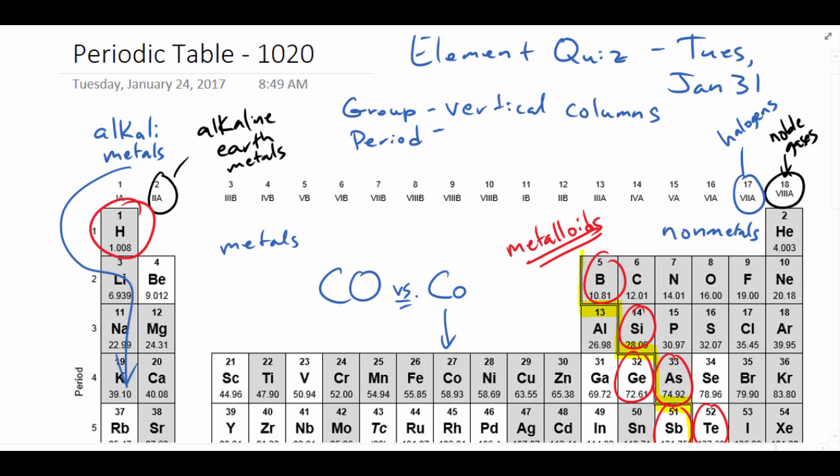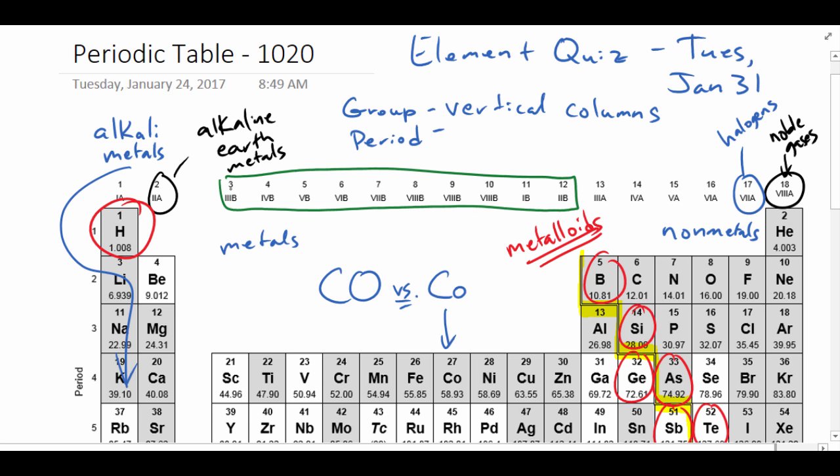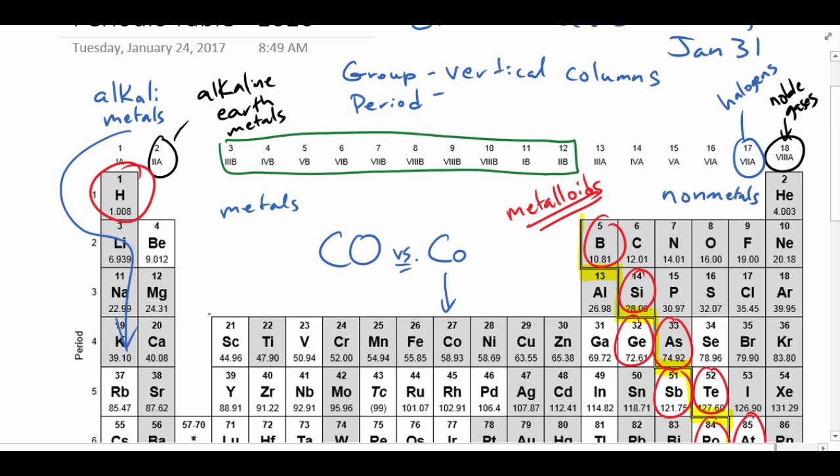And then we see these B groupings, and I'll put this in green. I know some of you might be colorblind, but those that aren't, this is green. And the B groupings, these elements here, are called the transition metals.